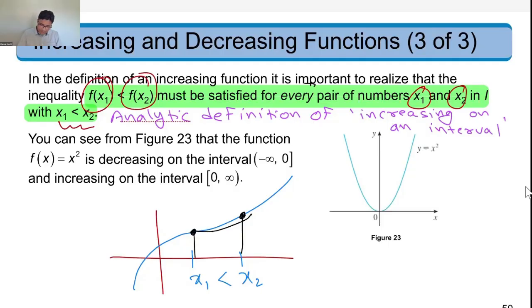The important thing is every pair, which even in the printed slides, that is in italics. Okay, because that is important. For every pair, this should happen. Whenever you take a left and right point, the function value on the left should be smaller. Then you say the function is increasing on that interval, on I. That is important. Okay, on that interval I.